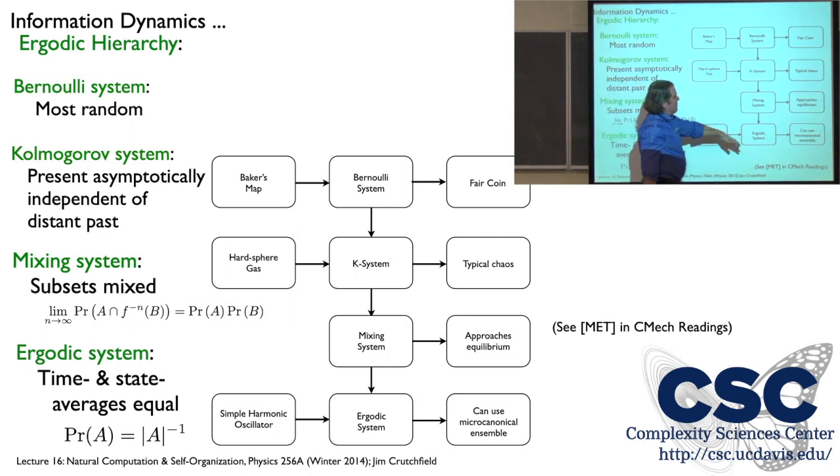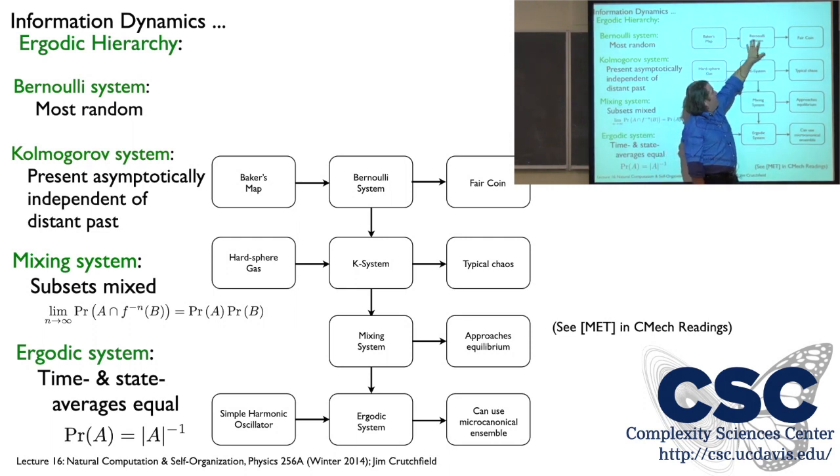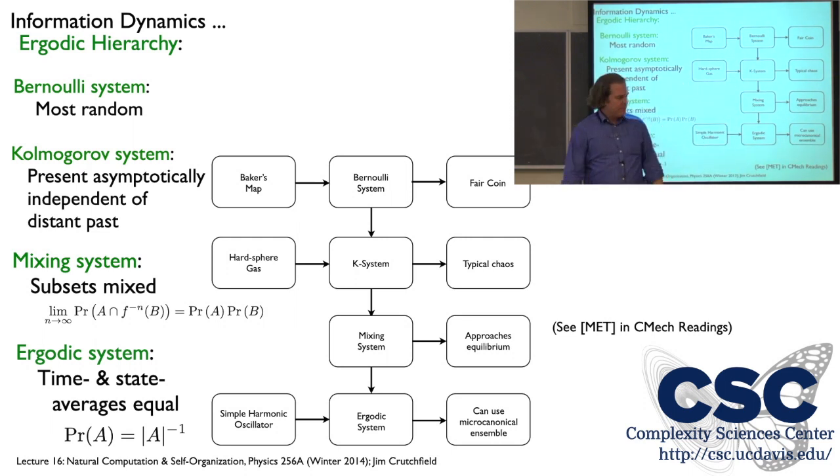And then at the top of this hierarchy, where things become more and more apparently random, we have the Baker's map, what's called the Bernoulli system. It really does look like the fair coin, ideal random, fully developed chaos, if you will. So those are the most random.